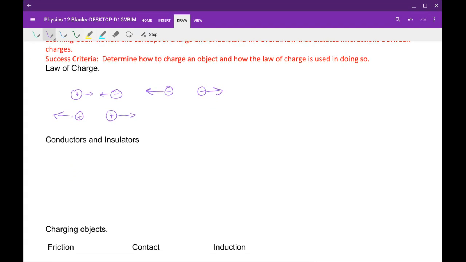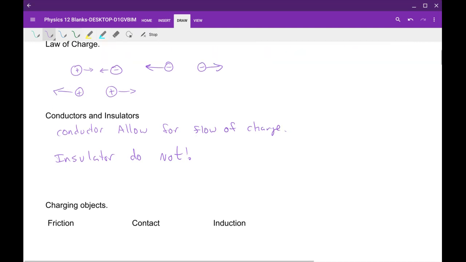Now, another interesting thing is that some things are conductors and others are insulators, which means basically that conductors allow for the flow of charge, and insulators do not. Pretty cool. All right, and so that's your thing there.